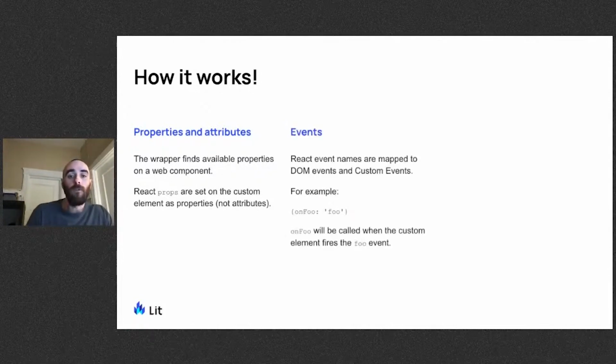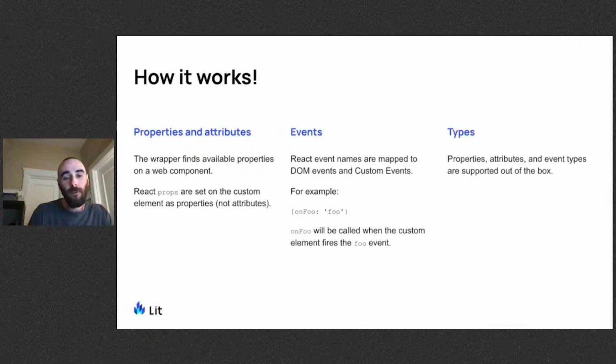The second big feature that we do is we actually provide the ability to map React property event names to custom element event listeners. So in this example, we have an onFoo listener that will be called every time the foo event is dispatched from a web component. And then of course, we like to make sure that our properties, attributes, and events are well typed.